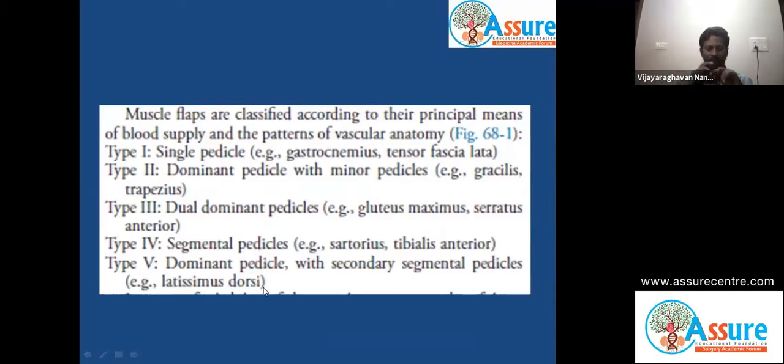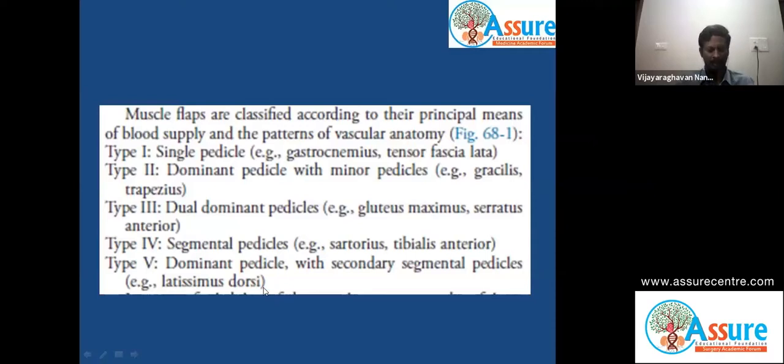For example, gastrocnemius, tensor fascia lata, these are all single pedicle. Gracilis, trapezius, type 2. If you just read this table, that is enough for the general surgery part. Again, I'm telling you this, that is enough for the basic general surgery part.